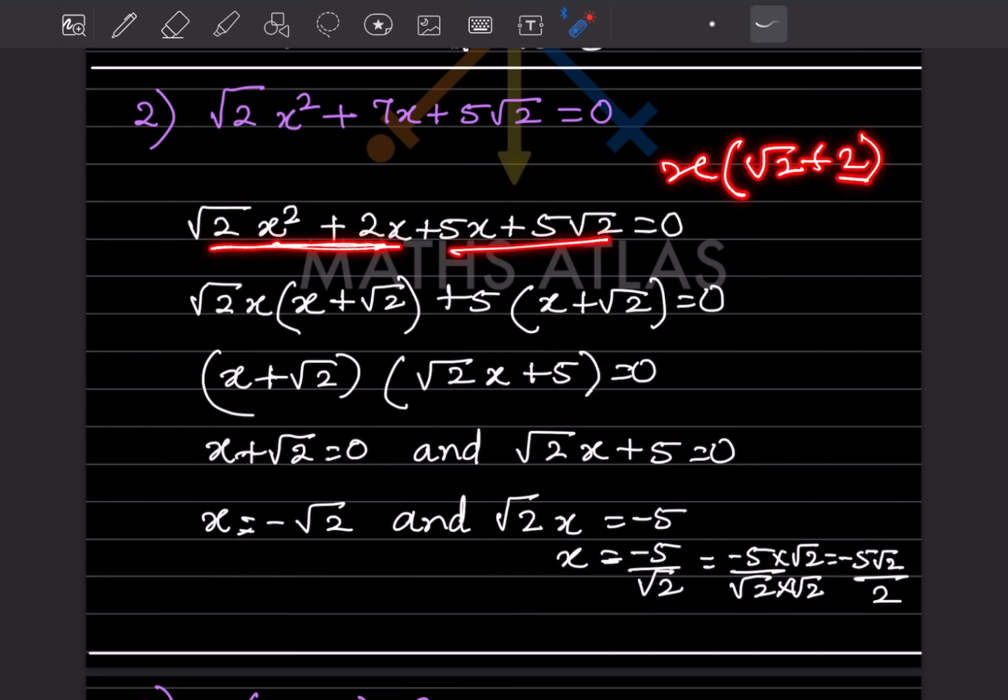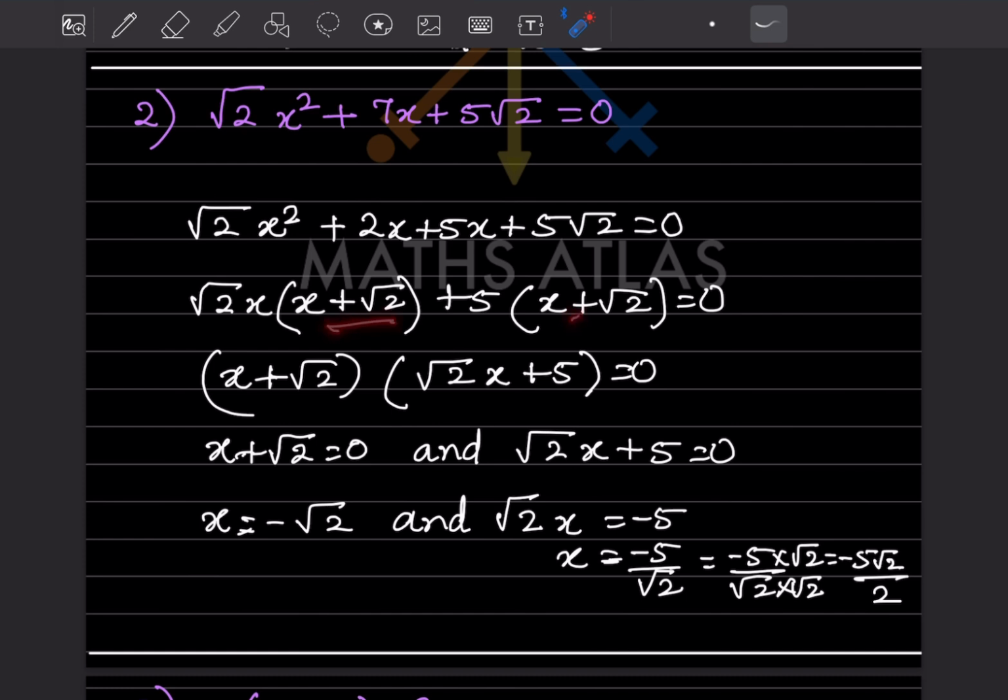And if we take from here, we can take 5 common. So what will you get here? x plus root 2. Can you see this bracket and this bracket are not the same? So now what we have to do? To make both the brackets the same, we have to take root 2 and x. But then you can say that there is no root 2 over here, but I'll show you how.